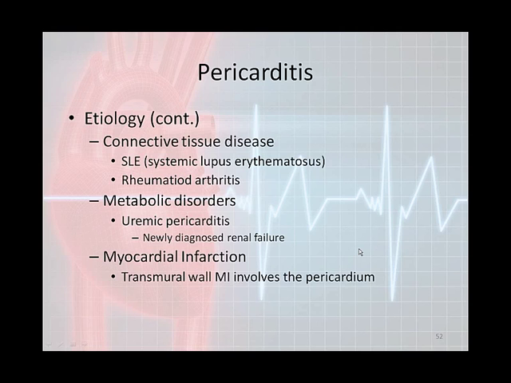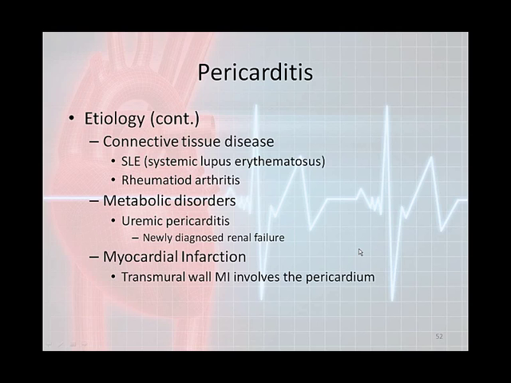Some metabolic disorders include uremic pericarditis. Now, in uremic pericarditis and renal failure, what happens is, as the body creates ammonia, the ammonia will travel to the liver, which will convert it into urea, and then the urea is supposed to be sent to the kidney to be excreted as urine. If the person is having a renal failure, then the uremic pericarditis occurs because there are high levels of urea inside of the bloodstream. And myocardial infarctions can also cause it.